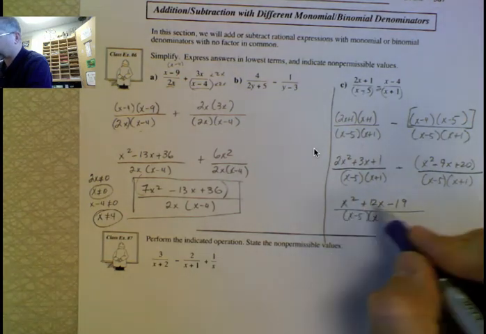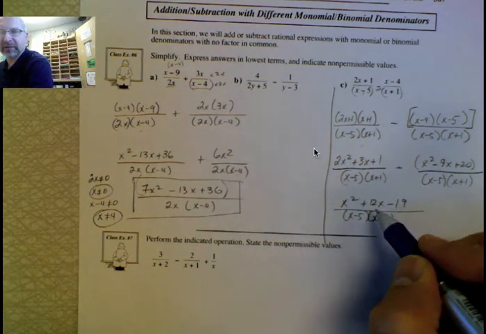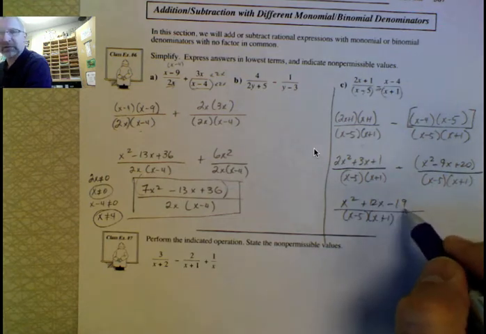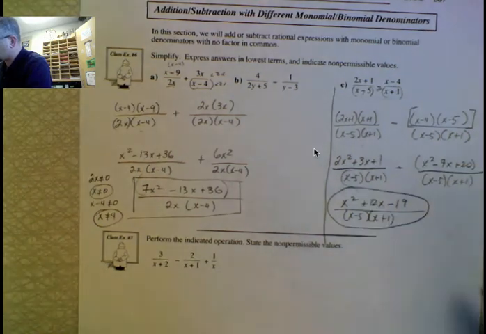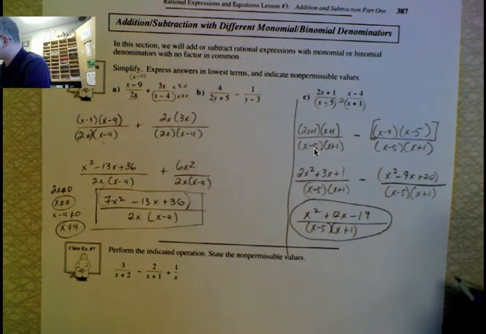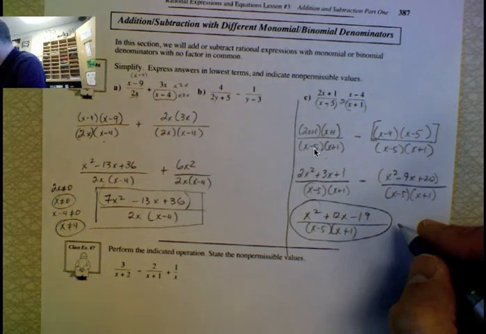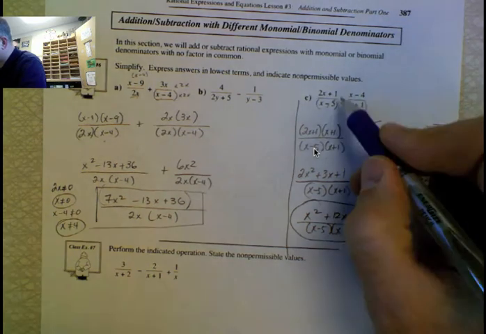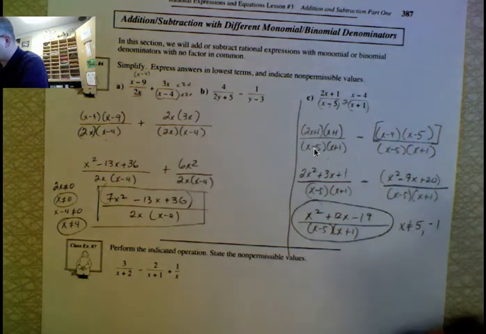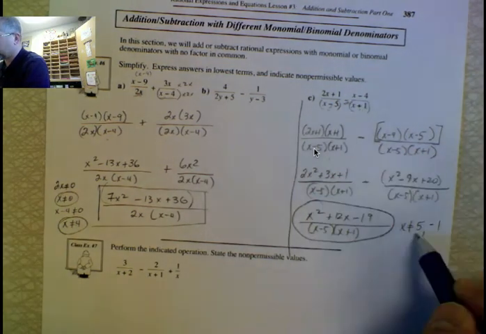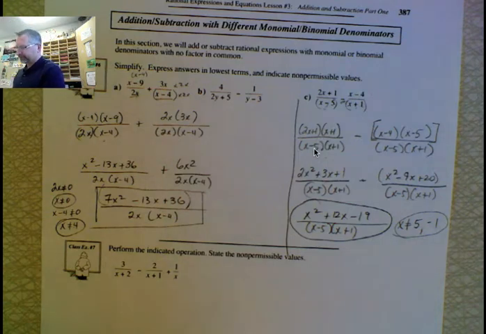You cannot factor this. There are not two numbers that multiply to negative 19 and add to 12. The only things that multiply to negative 19 are 19 and 1, and there's no way to get that to add to 12. So here's our simplified form. We also have to state our non-permissible values. So in this particular question, x is not going to equal positive 5 and negative 1, because you just equate each of these to 0 and solve for x. So there we go.